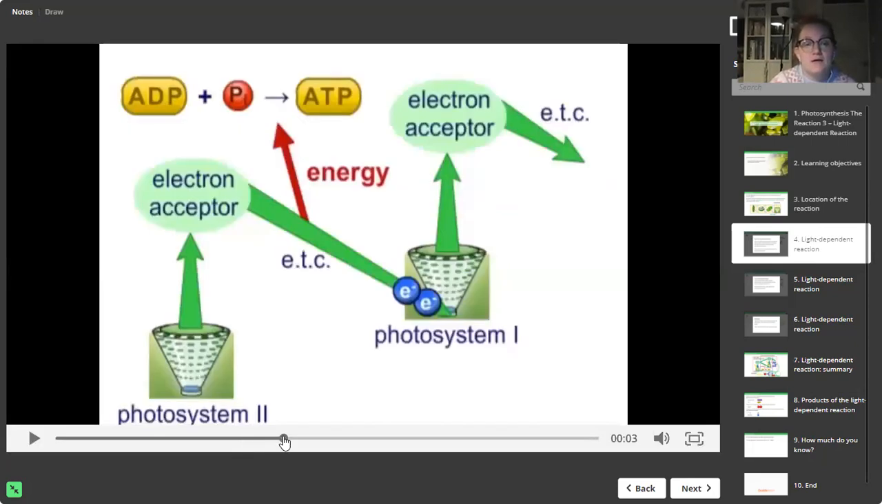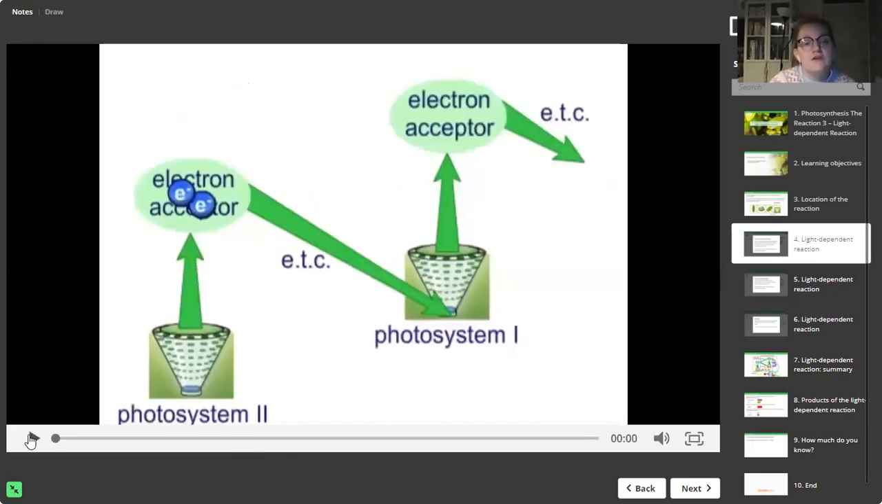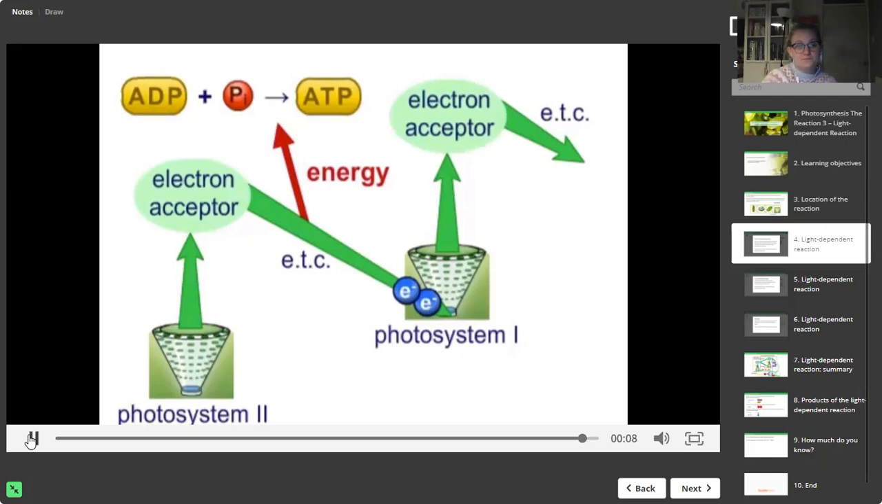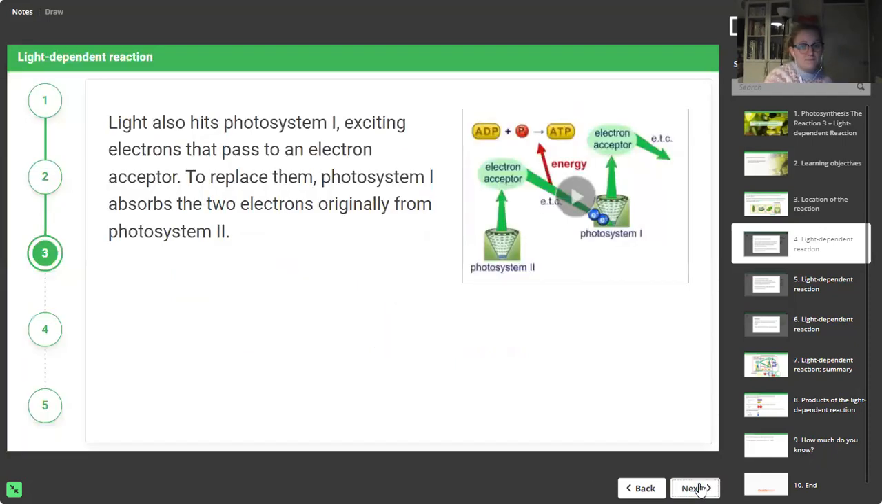So I'm just going to make this bigger, talk it through again. So the 2 excited electrons pass down the electron transport chain. As they pass along the electron transport chain, they lose energy, and that energy that has been released allows the ADP and inorganic phosphate to bond together using photophosphorylation to make the molecule ATP. And those 2 electrons now arrive at photosystem 1. So step 3.